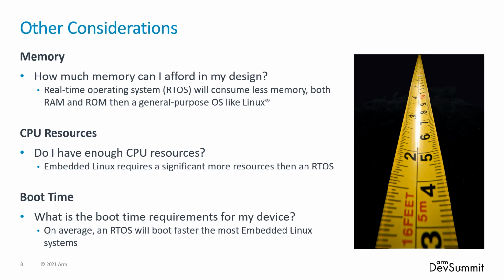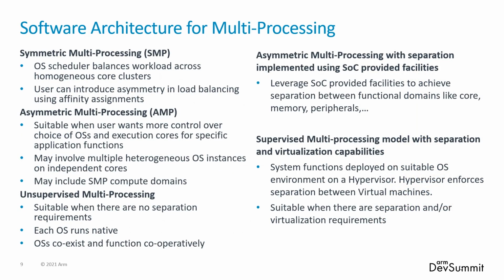That will help guide you to either a general purpose operating system like Linux, a real-time embedded operating system, or a combination of both, because we do have these heterogeneous environments out here. And then finally, with all that, can you leverage something like an SMP across some of these homogeneous cores in this environment? For applications like those quad A53 cores, for example, can you leverage an AMP, asymmetric multiprocessing? Can you get by with something like unsupervised multiprocessing that doesn't really require any separation? Or do you need some separation, but can leverage just the hardware separation out there to separate the different peripherals, memory, and cores on the chip?